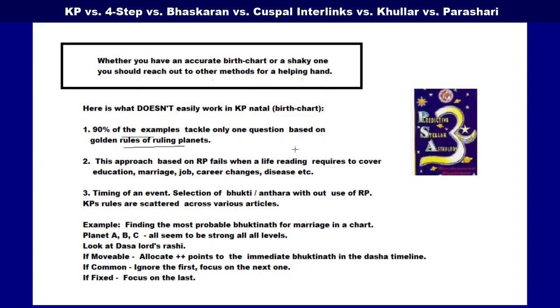But suppose you are doing a life reading, where you have to look at a chart and cover everything: education, marriage, job, career changes, disease, and so many other things. In that case, one set of ruling planets will not be very helpful. And then what do you do? If the ruling planets are not handy for this kind of life reading, then there are some KP rules that are scattered all over the place.